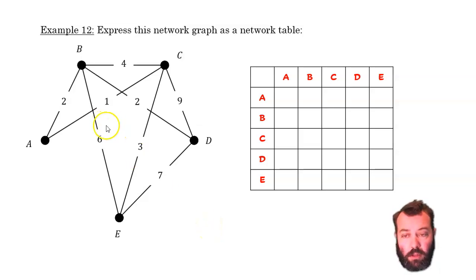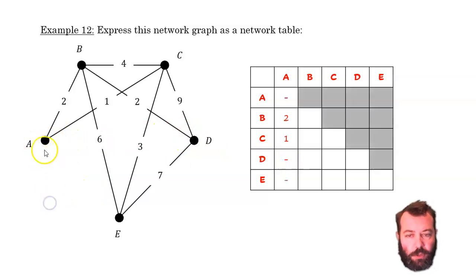Now we'll start examining our graph so that we can put the figures in. So having a look here, there is no loop at A, so I can put a dash in the AA. There is an edge from A to B, and it's 2 units long, so I put a 2 in that cell there. Right. Still having a look here, from A to C, there is an edge, and it's 1 unit long. There's no edge between A and D, so there's a dash.